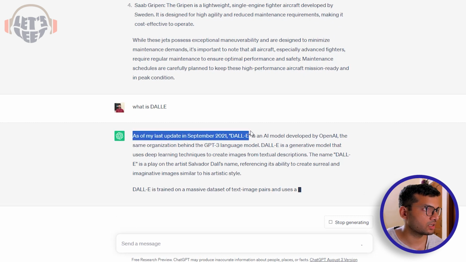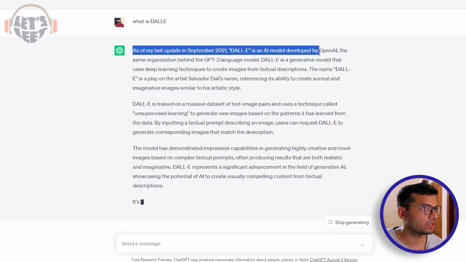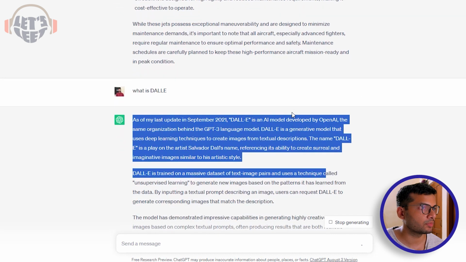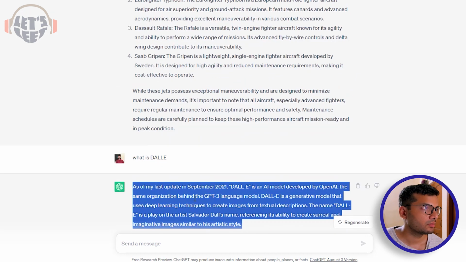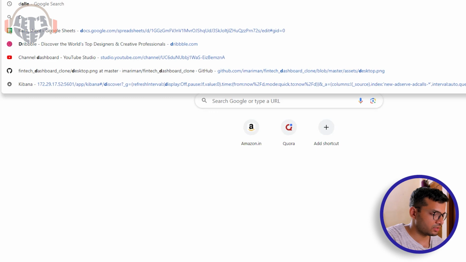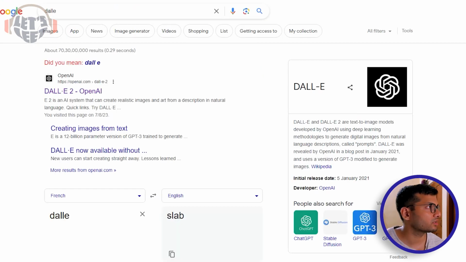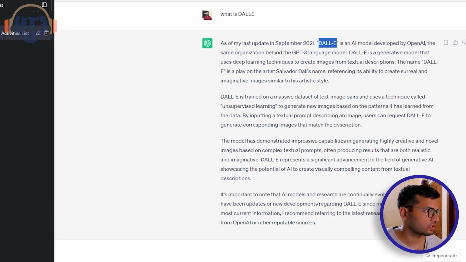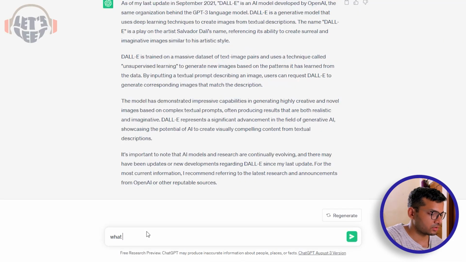So DALI is an AI model developed by OpenAI, blah blah blah, right? But one thing to notice is that the way I gave DALI as input, it is producing the same in the output as well. So instead, DALI is written like this. All right. So this is the right format to write it. So the grammar should be correct. What is DALI? All right.